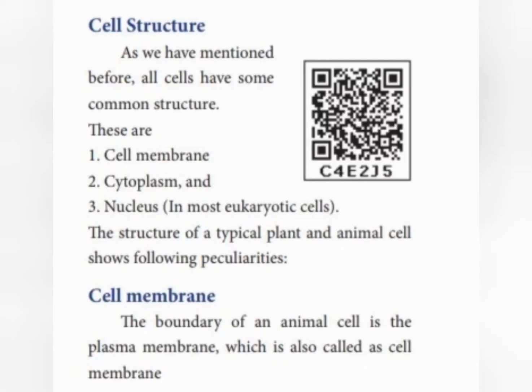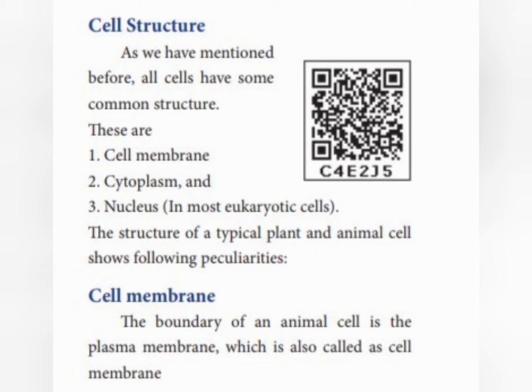Now, cell structure. As we have mentioned before, all cells have some common structures. These are the cell membrane, cytoplasm and nucleus. The nucleus is present only in eukaryotic cells. The nucleus is absent in prokaryotic cells.